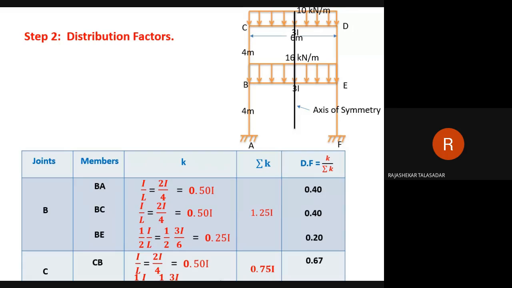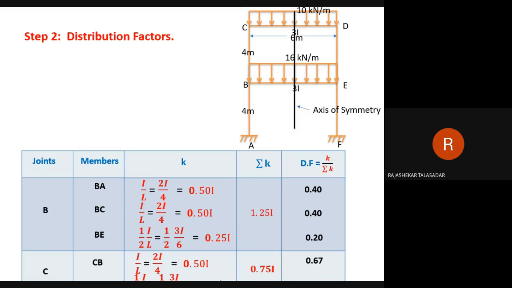Half of the full member. That is why I said one by two, because the axis of symmetry is cutting the member into two parts. So one by two into I, and the beam has got 3I. So it is 3I, span is 6. 3I by 6. If you simplify this, you will get 0.25I. And if you add all three K's, it gives you sigma K, that is 1.25I.